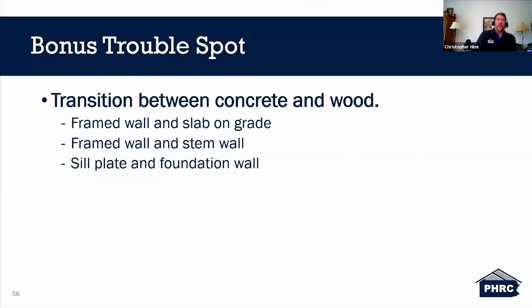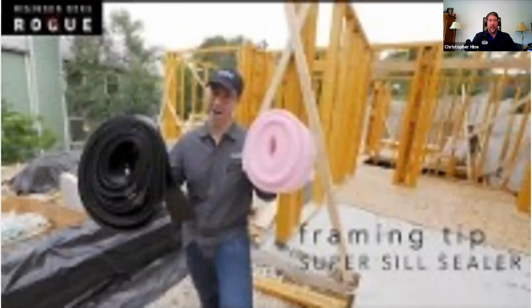And then our bonus trouble spot is the transition between concrete and wood. So what I'm talking about here is the sill plate. You have your framed wall sitting on top of a slab on grade, or your framed wall on top of a stem wall, and then you have that sill plate to the foundation. And here's a video that I want to show.